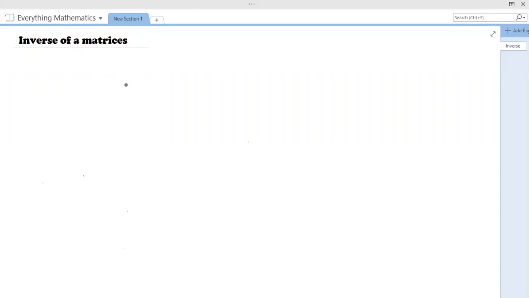So let's start with several examples. I think this is the best way to go about doing this. So let's say we have matrix R is equal to -8, 5, 3, and -4.